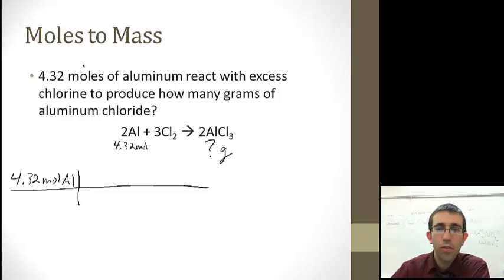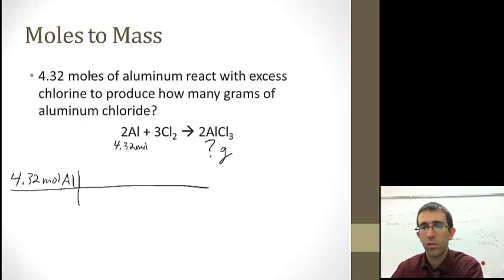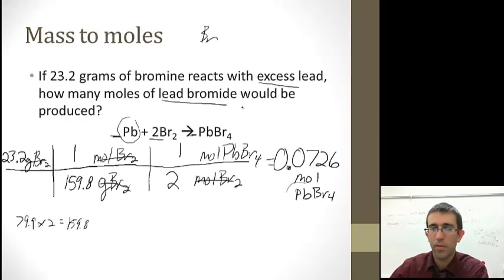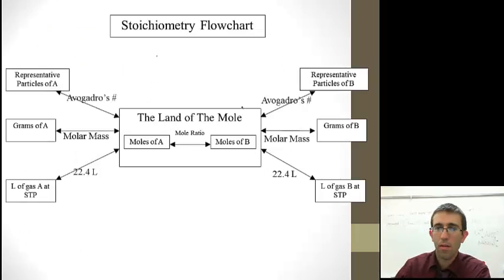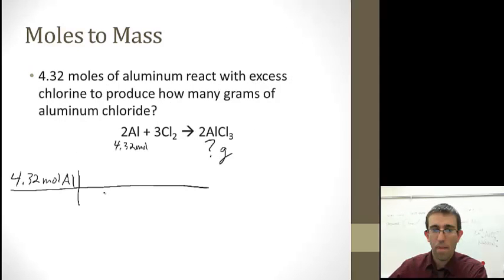So I've got moles, and I want to go from moles to grams. If I go back to my steps, I got moles of one chemical, and I want to go to grams of a totally different chemical. So I first need to go from moles to moles of a different chemical, and then go from moles to grams. So here we go. I don't want moles of aluminum. So moles of aluminum is going to go down here.